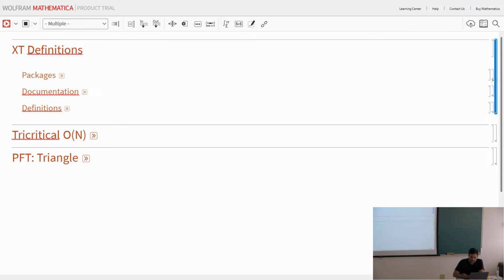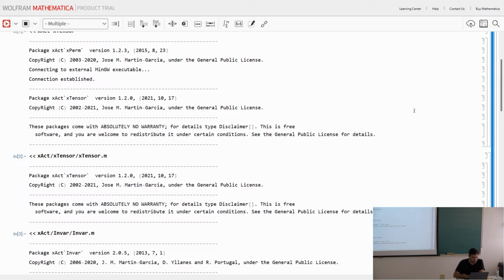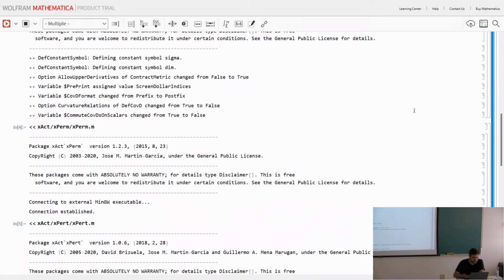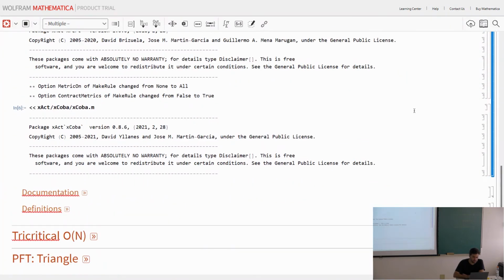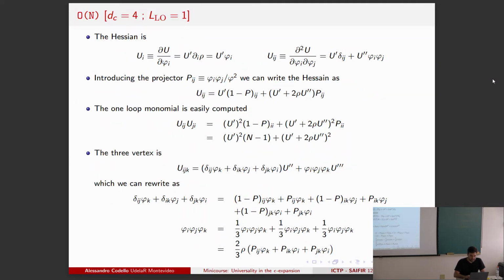So let me see now how I actually do some of the computation that I do. In particular, this is xTensor. It's an add-on for Mathematica that you can download for free, and it's very comfortable when you do computations involving tensors, because what we want to do now is, all the job here, I did by hand for the O(N) case.